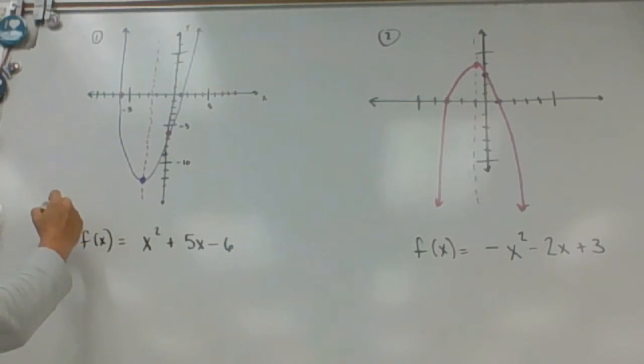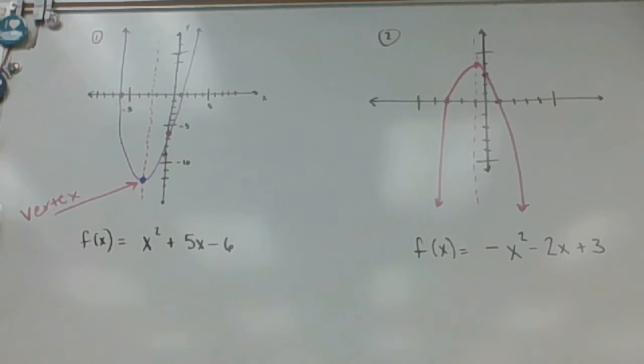I see a vertex here. So the vertex is either the lowest point or the highest point. That's all I really wanted you to do. Just a point. Label it.